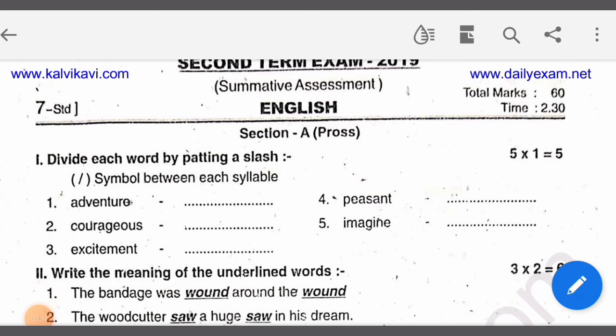In this video, we have the 7th standard English second term, that is the half yearly exam model question. This is the 2019 model question, so this is to prepare for the exam. This is the 60 marks question paper to prepare for. Now you have 100 marks, but if you read these questions, you will be able to read the exam.